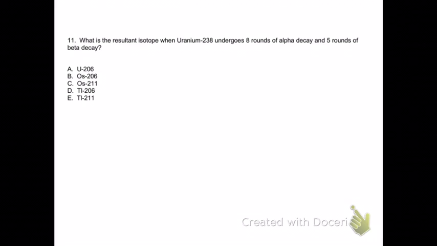Okay, here we're trying to figure out what happens when uranium-238 goes through 8 rounds of alpha decay and 5 rounds of beta decay. So first of all, uranium-238. Uranium is element number 92, so it has 92 protons. And 238 specifically would have 238 atomic mass units. So if it's going through 8 rounds of alpha decay, remember, each alpha particle consists of 2 protons and 2 neutrons for a total of 4 atomic mass units.